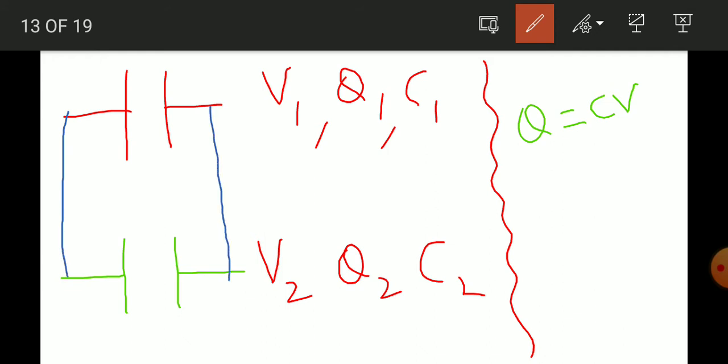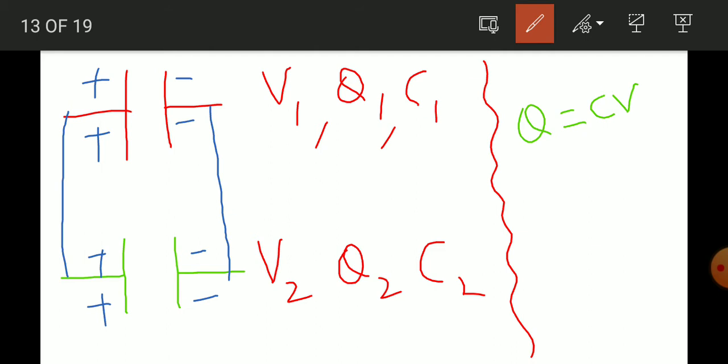One more thing. Suppose that this is the positive plate, this is the negative plate; positive plate of another capacitor, negative plate of another capacitor. When you connect these two capacitors in parallel, what will happen? Obviously, one capacitor will lose energy and another capacitor will gain energy. I mean, there will be a flow of charges until both the capacitors have the same potential. That same potential is known as common potential.